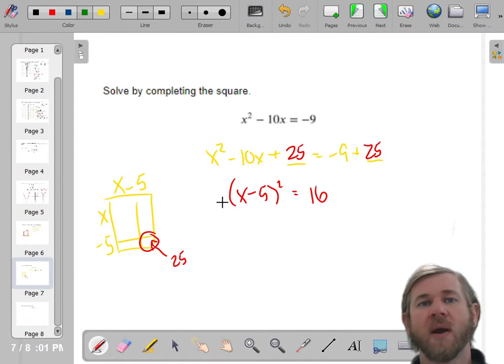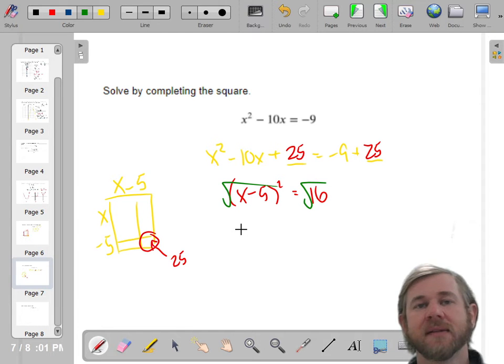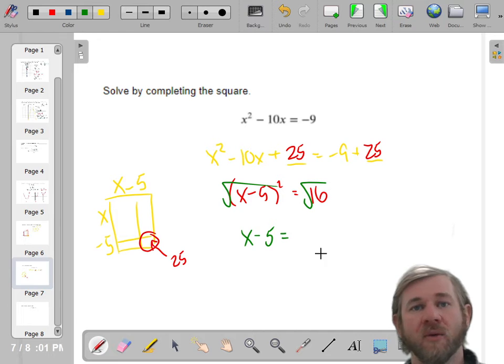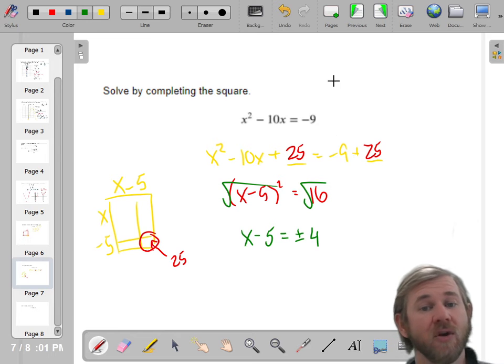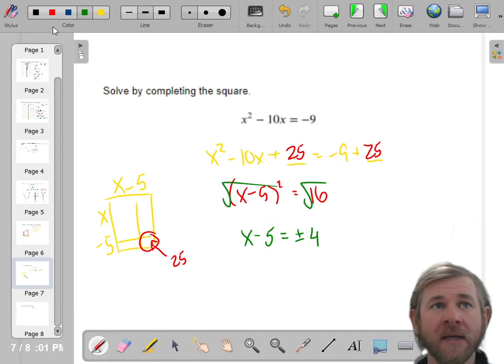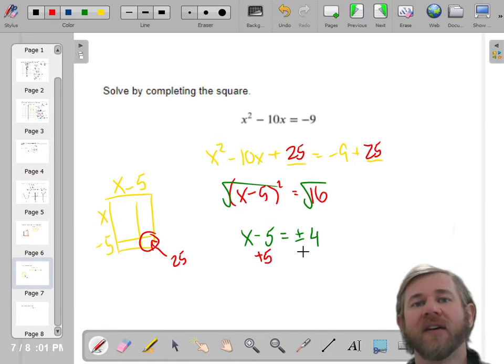So to undo squaring it, you're going to square root both sides. And on the left side, that gives you x minus 5. On the right side, the square root of 16 is plus or minus 4. And you need to have both because there are two answers. Now the last thing we're going to do is add 5 to both sides, and it's kind of important how you write this.